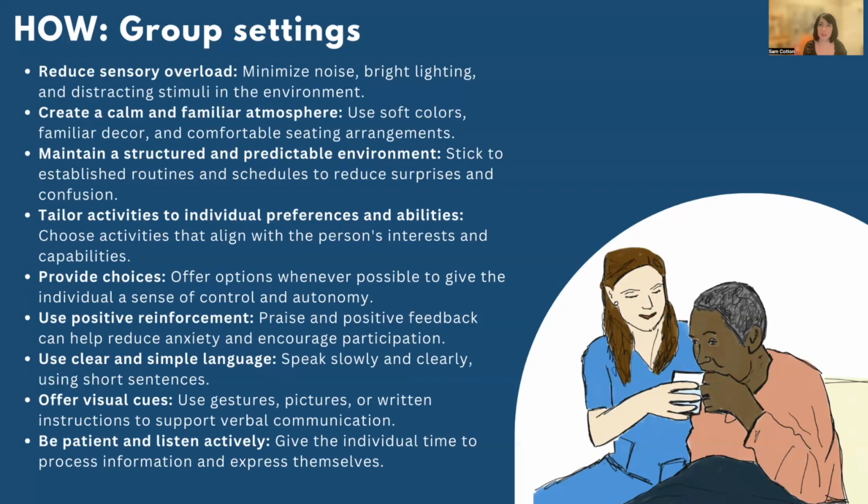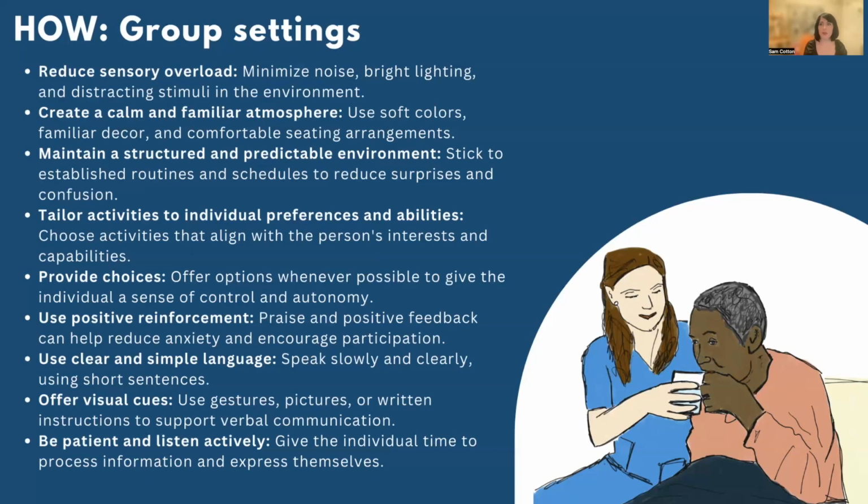Provide choices to the individual, and offer options whenever possible. Sometimes when a person is overwhelmed, it can also be due to a feeling of having lost control or autonomy in the situation. They're constantly being told, oh, you have to go to this group now, or oh, now it's time for dinner. Think about ways in which you can provide small options or choices to the person so they have some say in the care being provided to them.